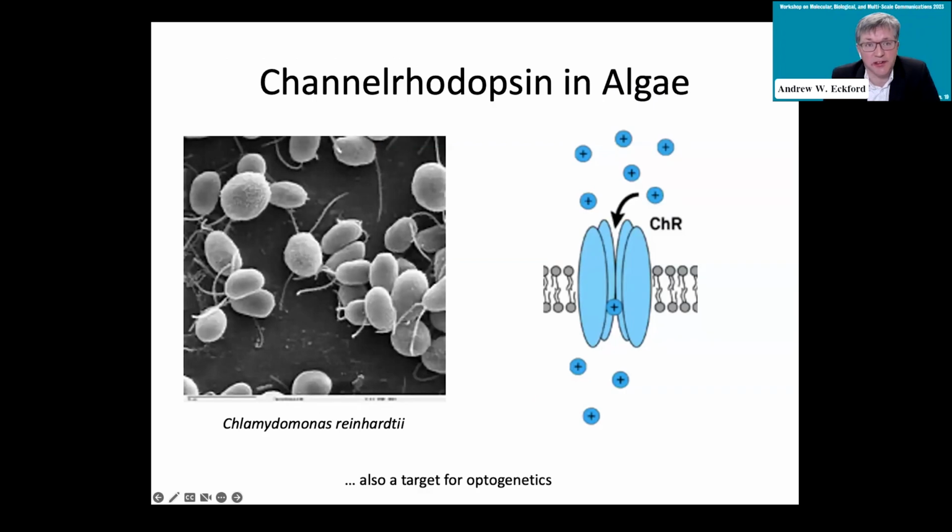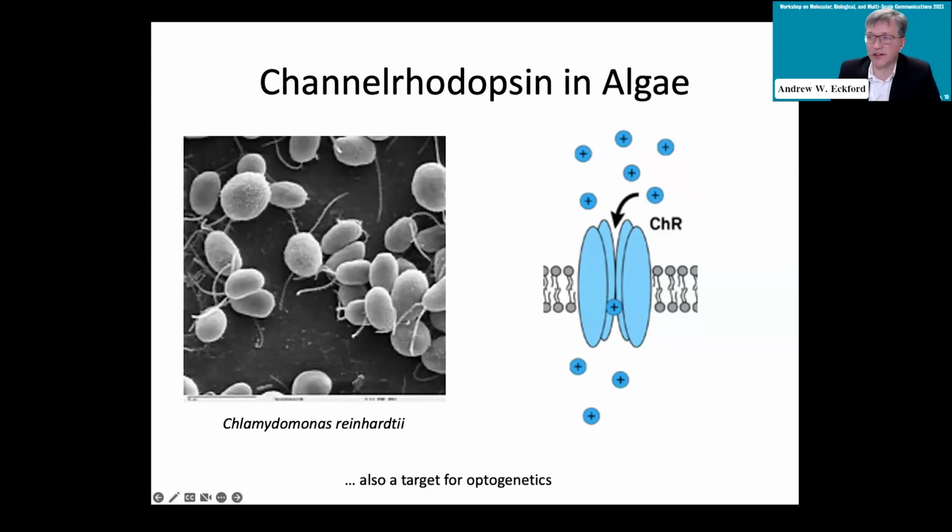Our second example is a little different. It's light-gated, which means that it doesn't respond to ligands, it doesn't respond to chemicals, but instead it responds to light. This receptor is called Channelrhodopsin, and in the wild, it's found in algae.